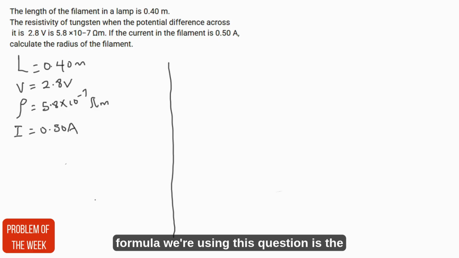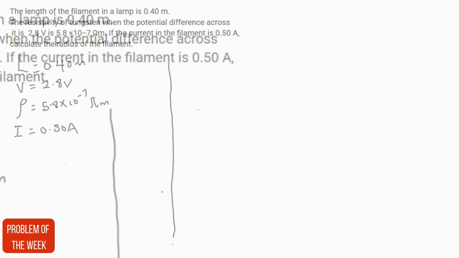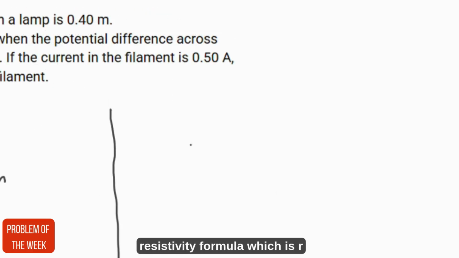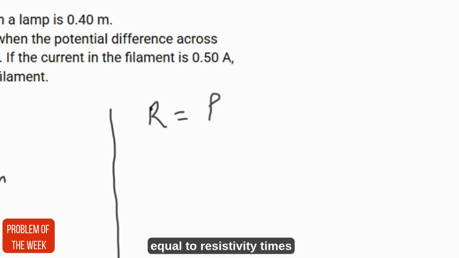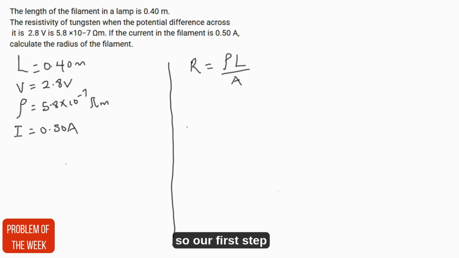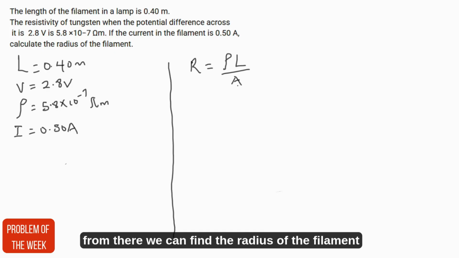The formula we're using in this question is the resistivity formula, which is R equal to resistivity times length over area. So our first step is to find the resistance R, then we find the area, then from there we can find the radius of the filament.